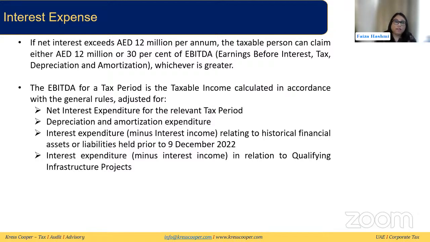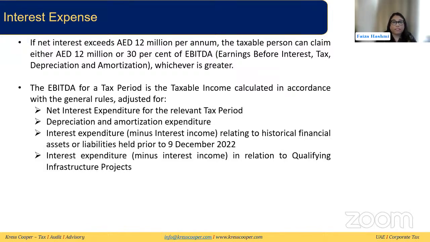If the net interest expense exceeds 12 million, then the taxable person has to calculate whether 12 million is higher or 30% of EBITDA is higher. EBITDA is earnings before interest, tax, depreciation, and amortization. So whichever is greater of the two. Now, how will you calculate this EBITDA?